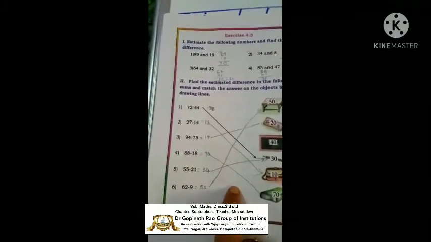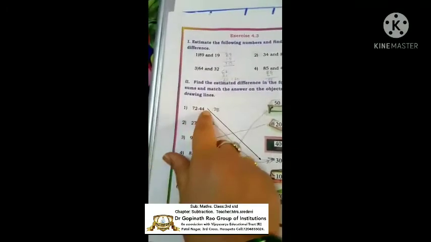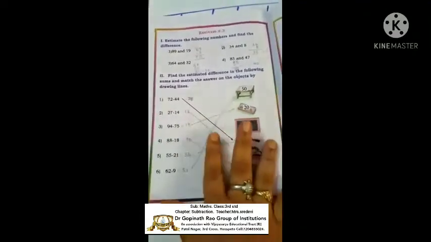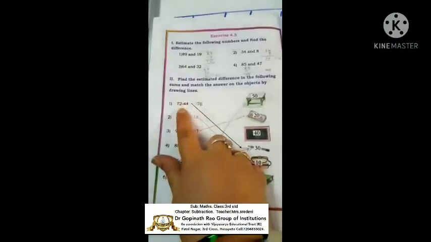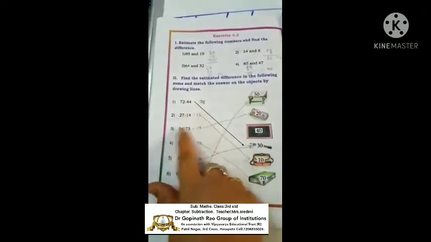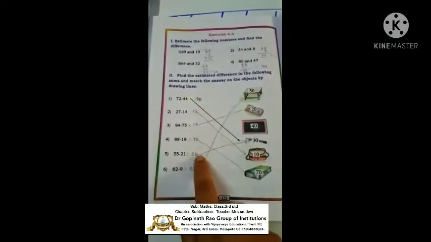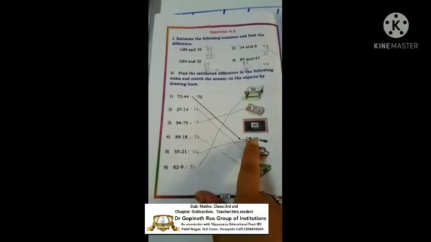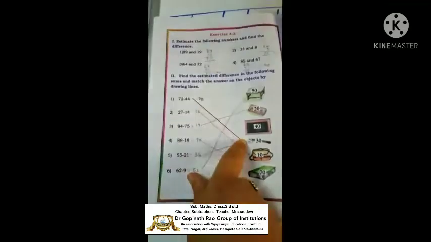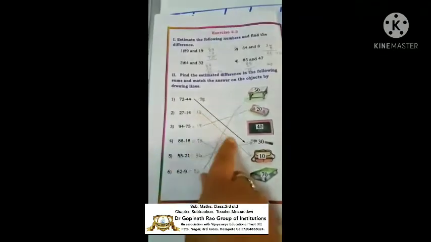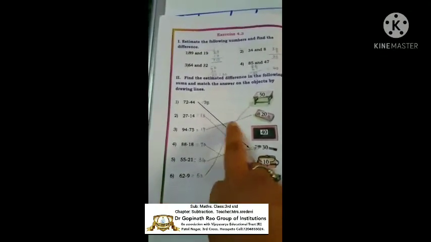Here 72 minus 44. See, here is a match the following. So first what you have to do? First you have to find the answers here. So the nearer value: 34 is nearer to 30, estimated value is 30. 28, estimated value is 30. 13, estimation value is 10. 19 is 20. See, I have shown you, children, in this way.